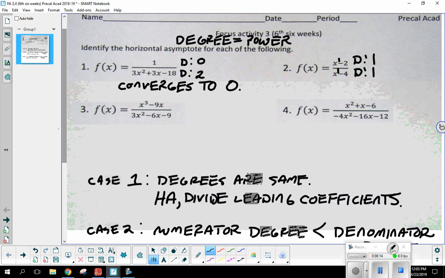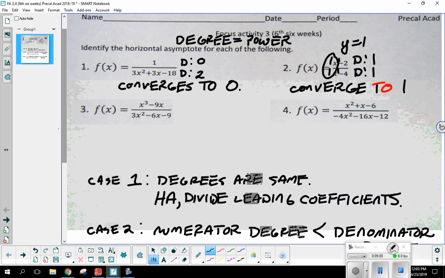So this is what case? Case 1. So all I need to do is divide the leading coefficients, and I have my horizontal asymptote. So 1 divided by 1 will equal 1. Would this converge or diverge? It would converge. If there's a horizontal asymptote, it converges. So in this case, it would converge to 1. Whatever the horizontal asymptote value is, that's what it's going to converge to. Yes, that's exactly right. You just divide those leading coefficients, the coefficients of the largest power term.